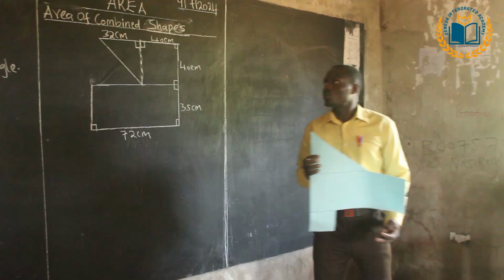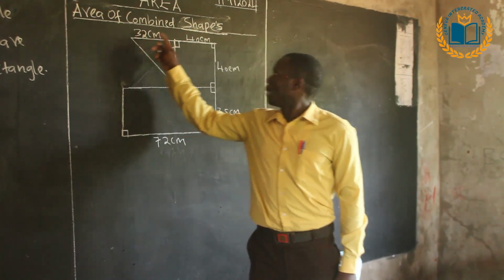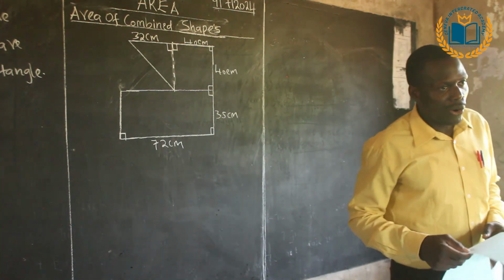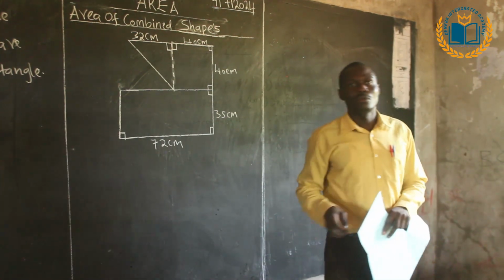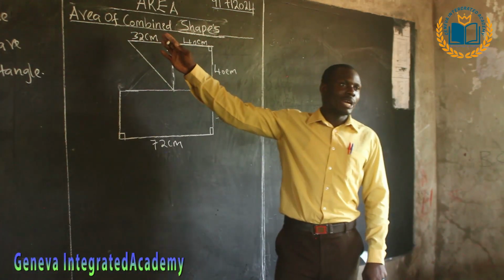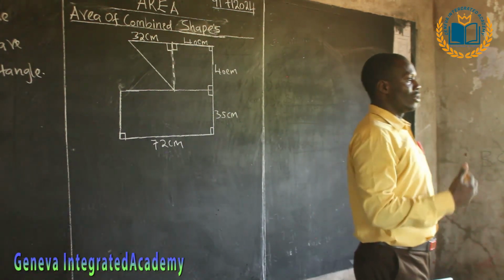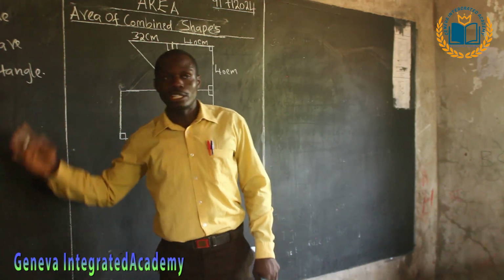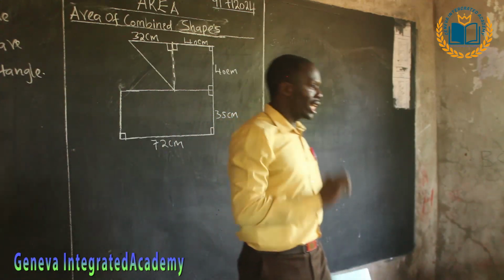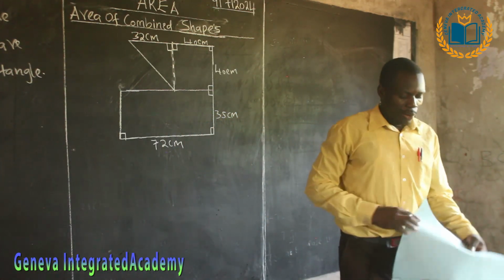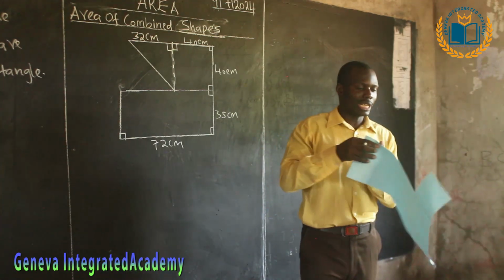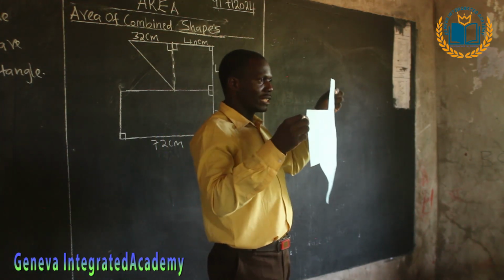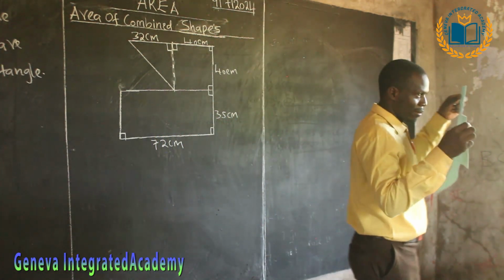Now, today's session, I want to introduce something called area of combined shapes. Can we say area of combined shapes? Area of combined shapes. Now, class, when we talk about area of combined shapes, I'm not introducing something new. I'm just talking about the area of a triangle, area of a square, and the area of a rectangle put together in one shape. When we put them together, we are likely to find something that looks like this one.